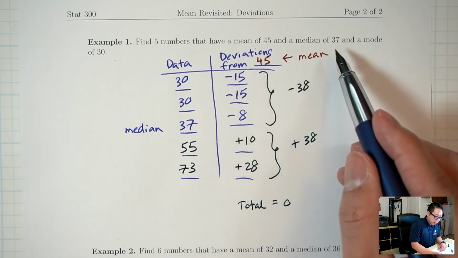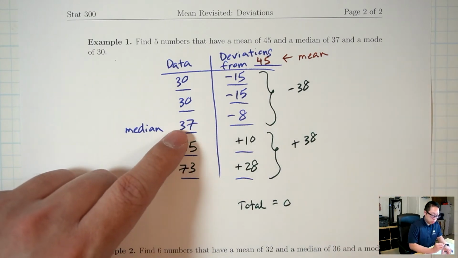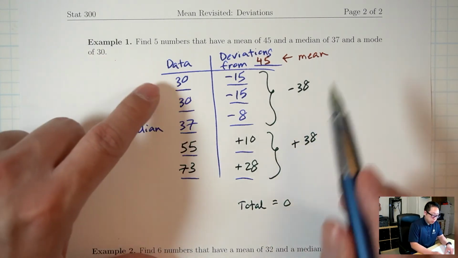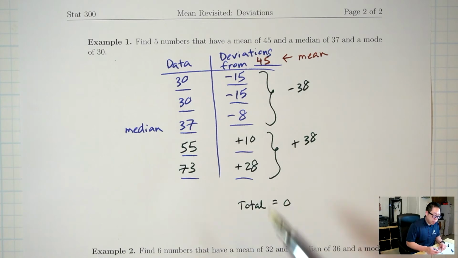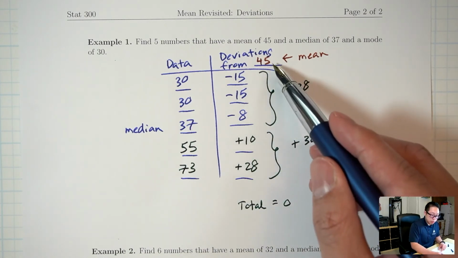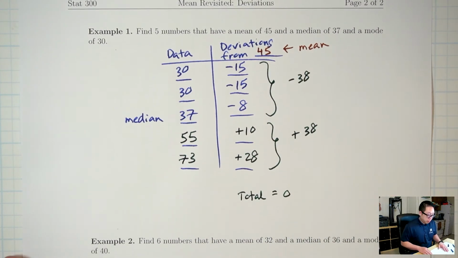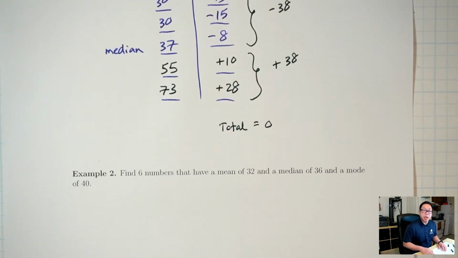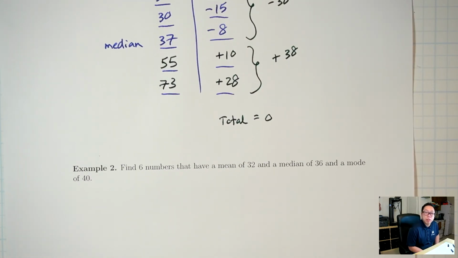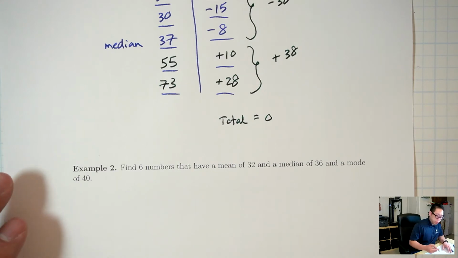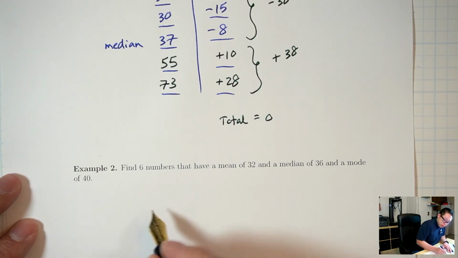So I have a median of 37, the middle number is 37. Mode of 30, I have two 30s. And I made sure that the deviations added up to 0, and that takes care of the mean being 45. So example 1 is good. Example 2. Find 6 numbers that have a mean of 32, a median of 36, and a mode of 40. I'm going to make a deviations table again.